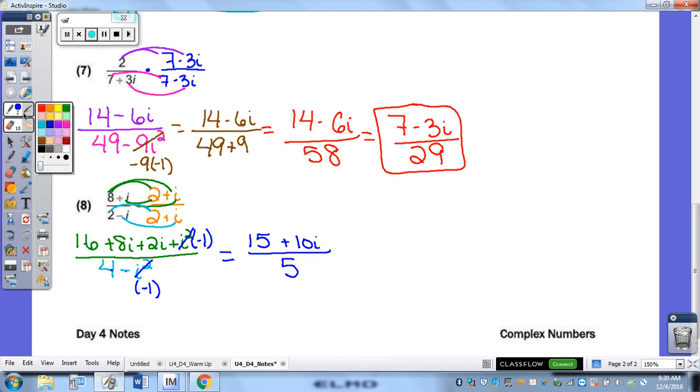So then we can divide here. 15 divided by 5 is 3. 10 divided by 5 gives us 2i. So 3 plus 2i ends up being our final answer for that one. So again, if you just have one term in the denominator, multiply by i. If you have two terms, you got to multiply by that conjugate.